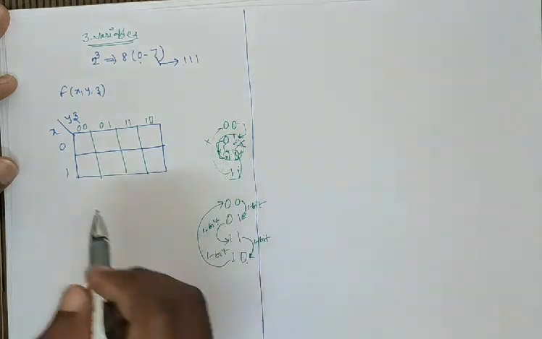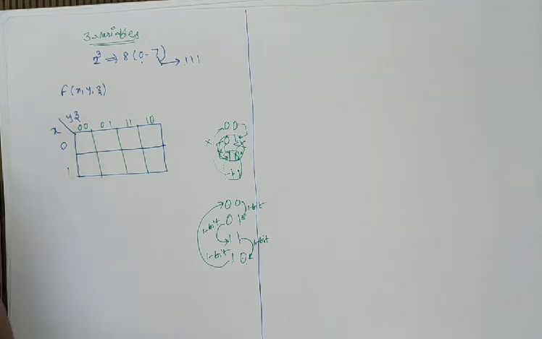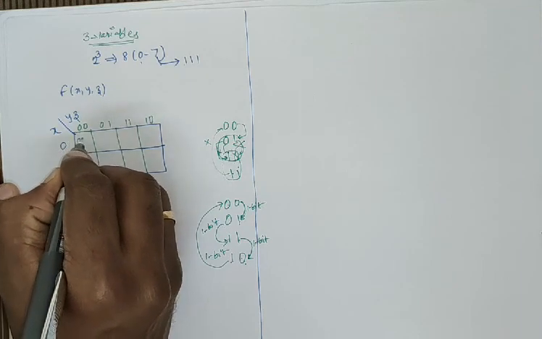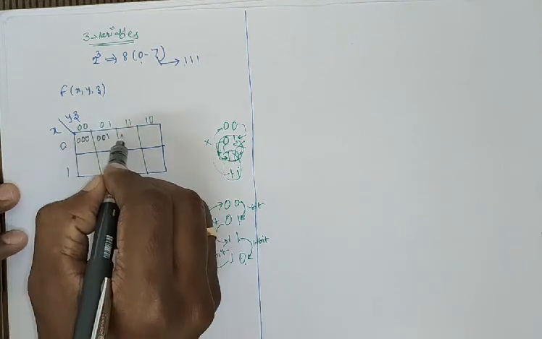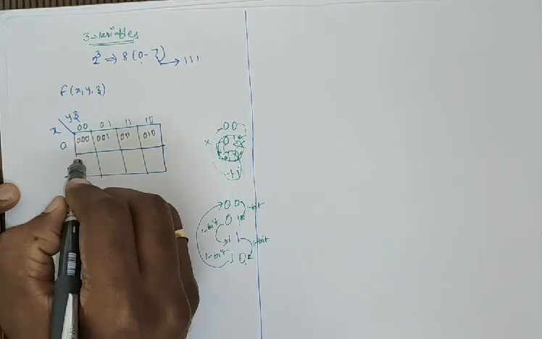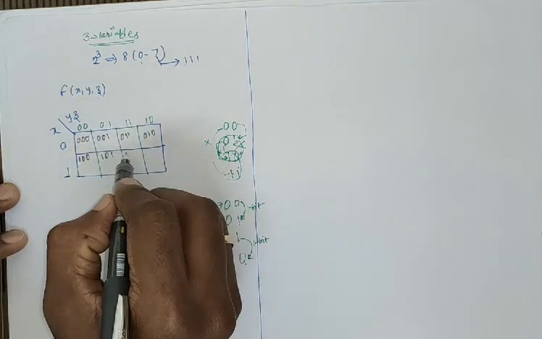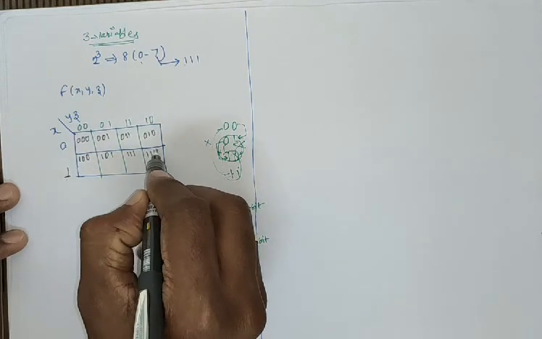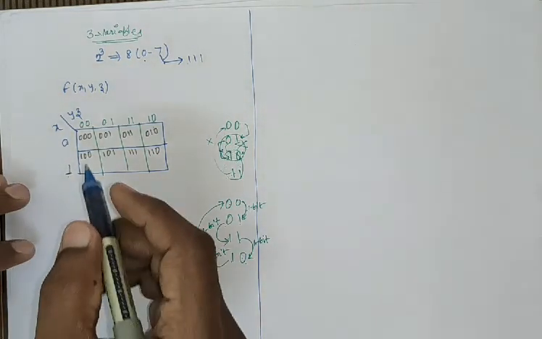According to these binary numbers, I am defining the positions. Here the row is 0 and the column is 00. Likewise, row 0 column 01, row 0 column 11, row 0 column 10. Then row 1 column 00, row 1 column 01, row 1 column 11, row 1 column 10. According to this, what are the decimal numbers for the binaries?